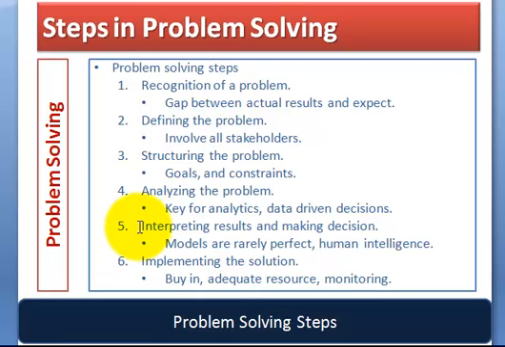Fifth, we interpret the results and help make the decisions. Normally, most people don't run just on data. They're going to add in some human intelligence into it. And then we implement the solution and look for buy-in from all our stakeholders, make sure we have the adequate resources, and continue to monitor the situation to continuously improve. So those are the normal steps in problem solving.